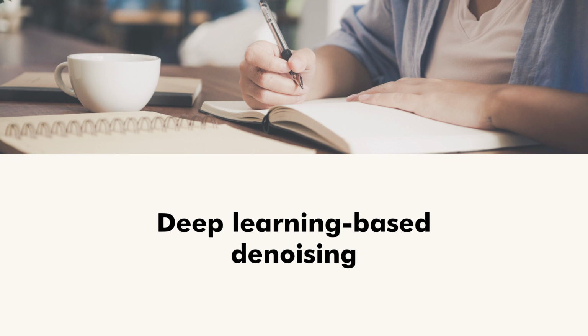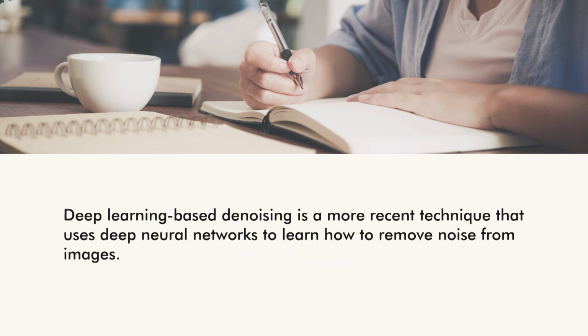Then the fourth one is deep learning based denoising. Deep learning based denoising is a more recent technique that uses deep neural networks to learn how to remove noise from images. In Python, you can use libraries such as TensorFlow or PyTorch to implement deep learning based denoising. Here is an example using TensorFlow.